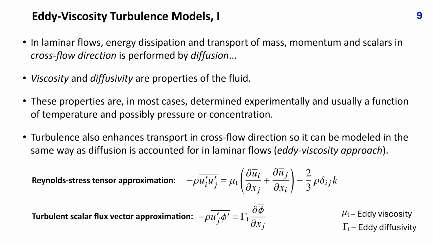In laminar flows, energy dissipation and transport of mass, momentum, and scalars in cross-flow direction is performed by diffusion. This is accounted for by viscous stresses and diffusion fluxes, which depend on velocity and scalar gradients and fluid properties, viscosity and diffusivity. These properties are, in most cases, determined experimentally. They are usually a function of temperature and possibly pressure or concentration. Turbulence also enhances transport in cross-flow direction.